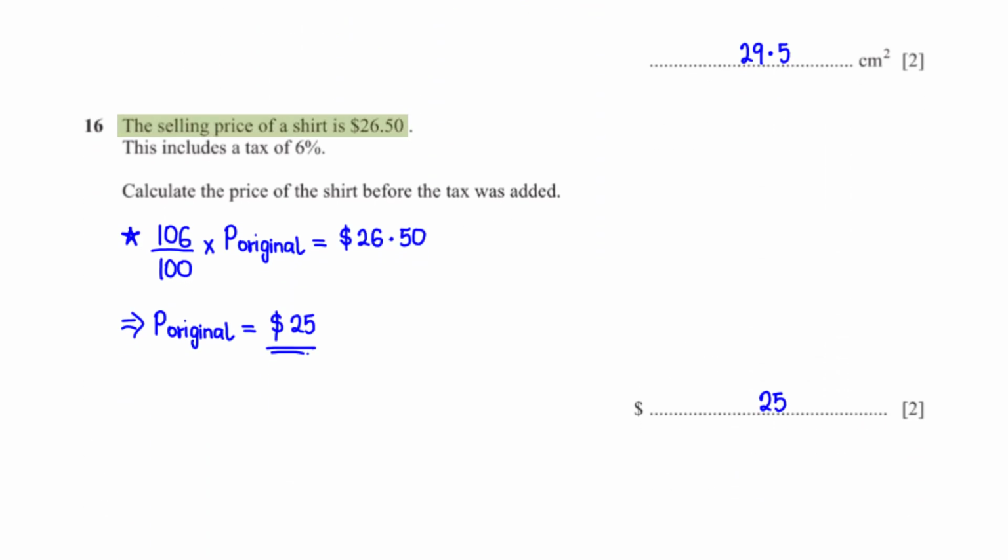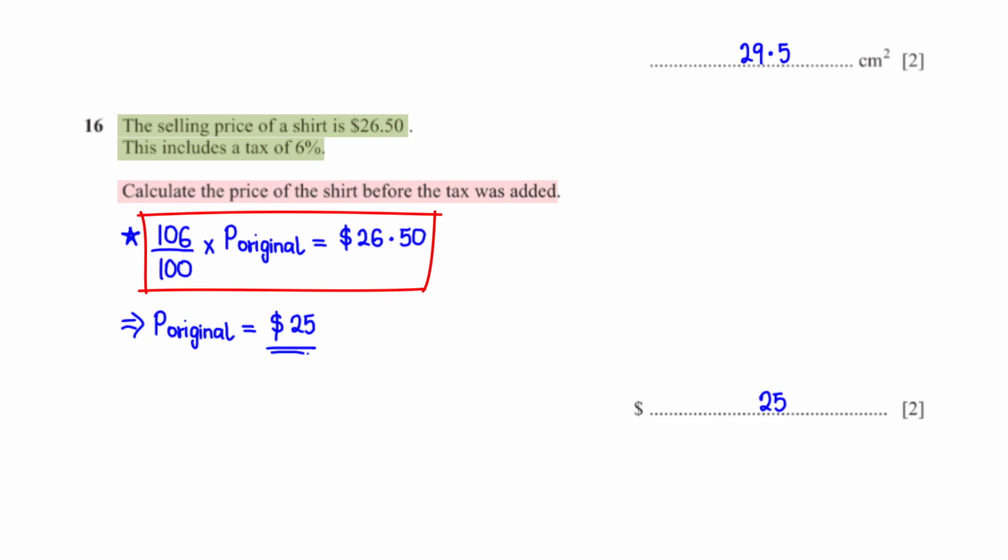The selling price of a shirt is $26.50. This includes a tax of 6%. Calculate the price of the shirt before the tax was added. $26.50 includes the cost of the tax, which is at 6%. This means 106% of the original price equals $26.50. When we make the original price the subject of the equation, we get $25.